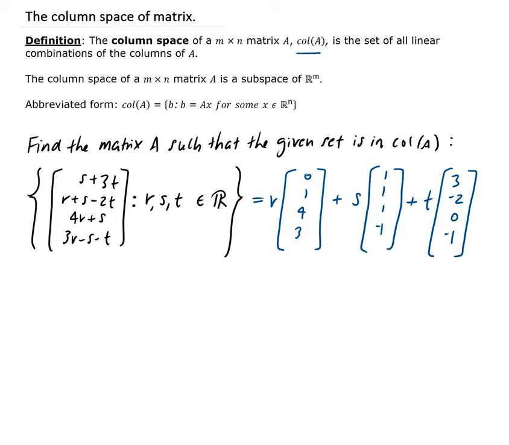Now that tells us that the columns of A must be these three vectors: (0, 1, 4, 3), (1, 1, 1, -1), and (3, -2, 0, -1). All right, so this gives us the matrix that we need for this column space.